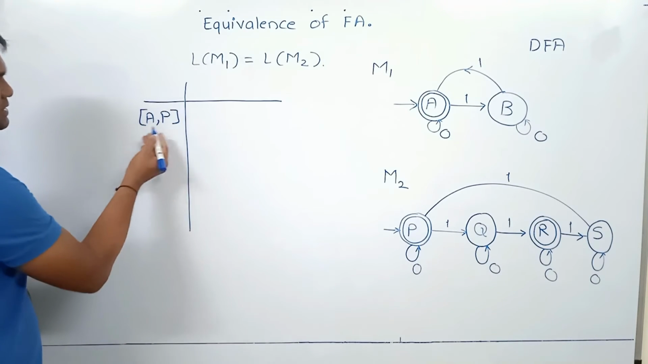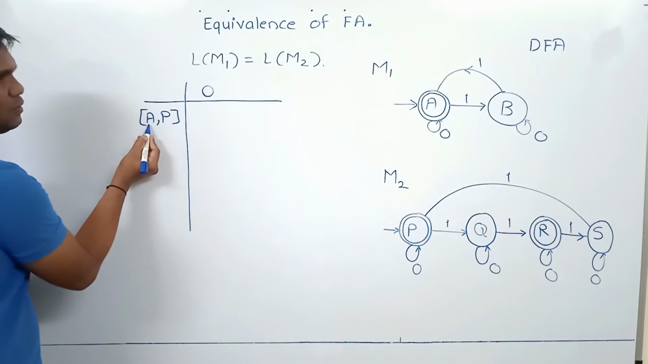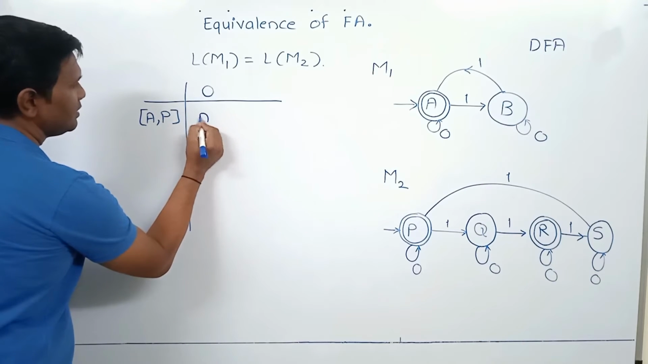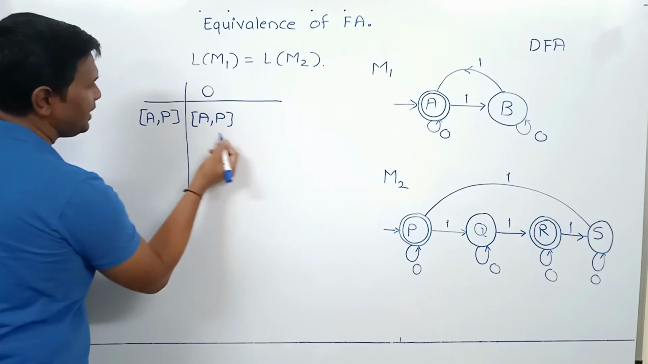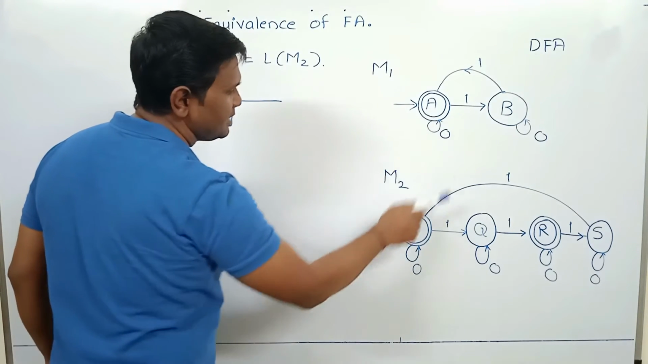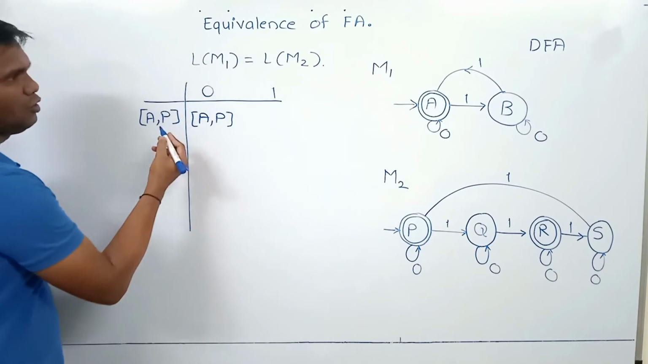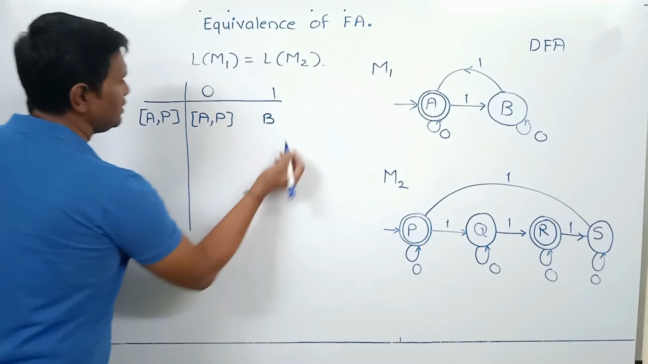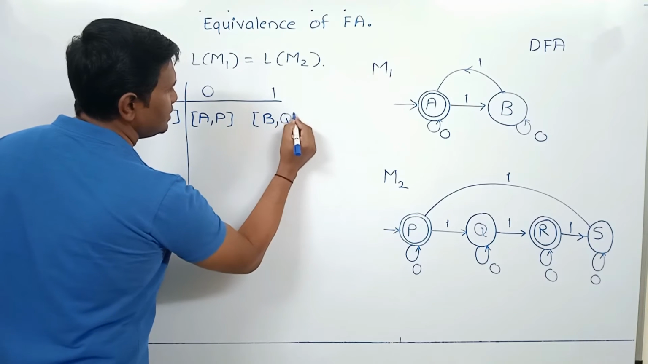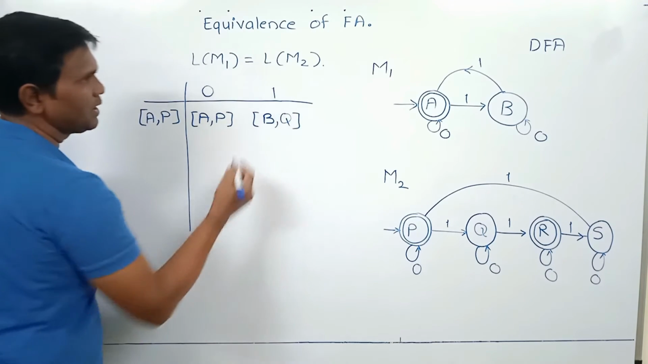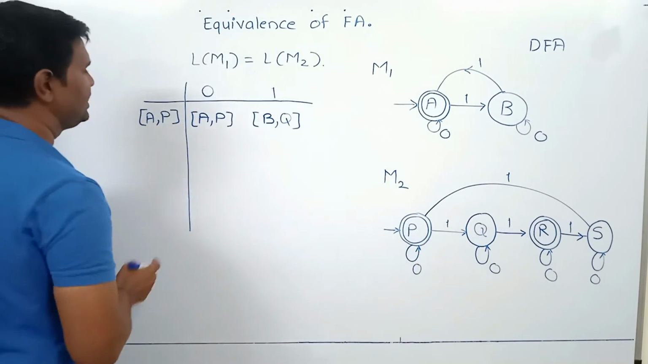Now we have to consider transitions of these states. So consider transitions for 0. A on 0 remains in A. P on 0 remains in P. The pair is AP. A is final, P is final. Now consider transitions for 1. A on 1 goes to B. P on 1 goes to Q. B comma Q. B is non-final, Q is non-final. Both are non-final, so we will proceed.